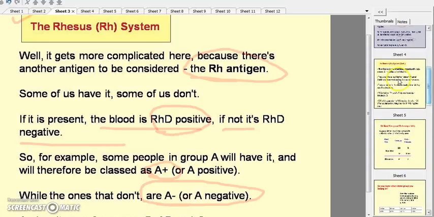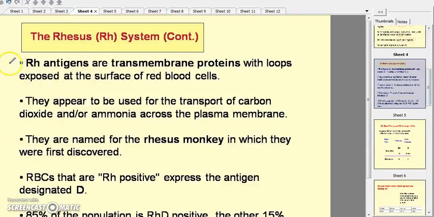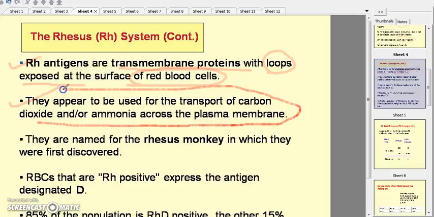So this is what the Rh factor is about. Rh antigens are transmembrane proteins, very important. They are transmembrane proteins with loops exposed at the surface of the red blood cells. They appear to be used for the transport of carbon dioxide and ammonia across the cell membrane. Very important point: why are they present? They appear to be used for the transport of carbon dioxide and ammonia across the plasma membrane.